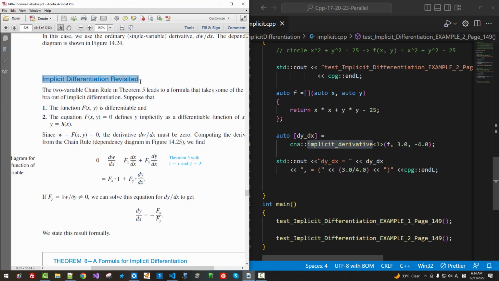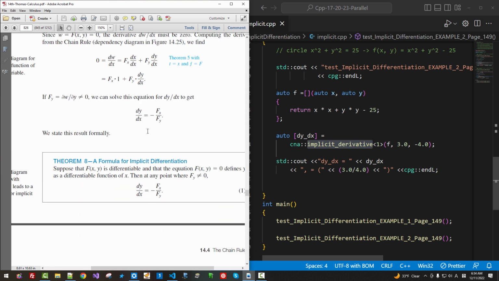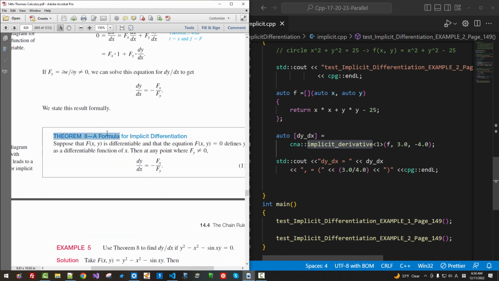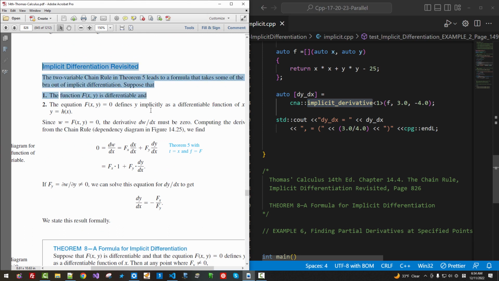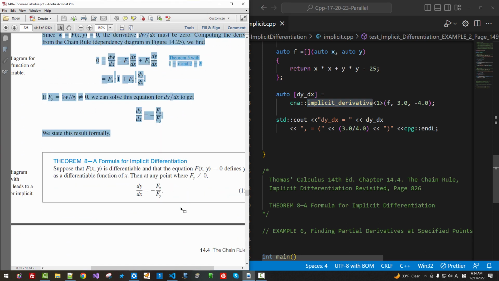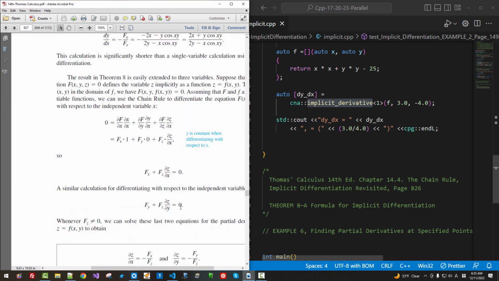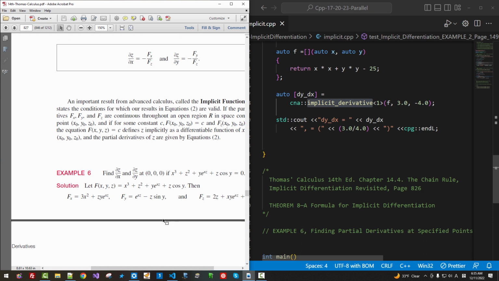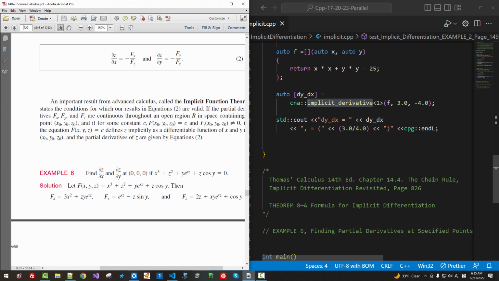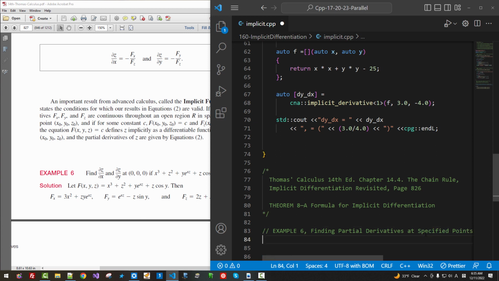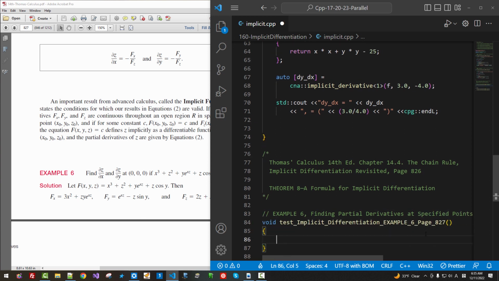Implicit differentiation revisited. If you scroll down, you can find Theorem 8, a formula for implicit differentiation. Basically, I implemented implicit derivative using the explanation here. Now we will solve much more advanced and complex problem. Example 6 in page 827. So I will copy and paste the function header.